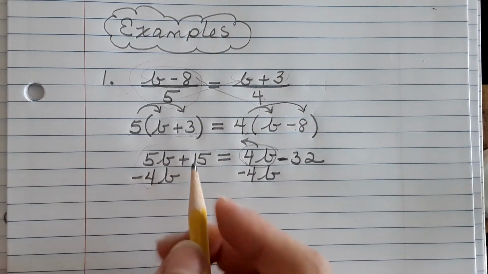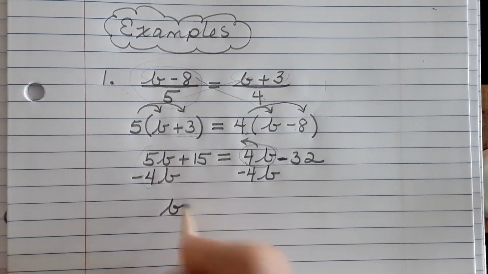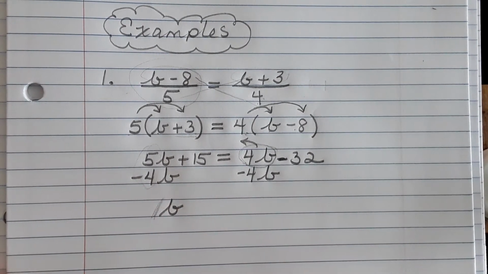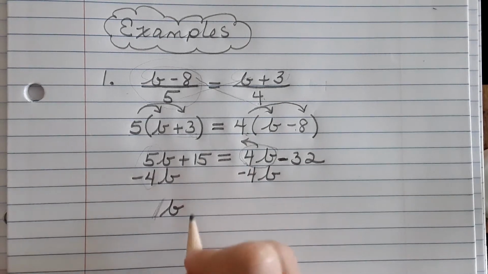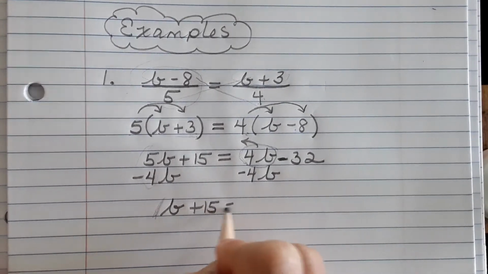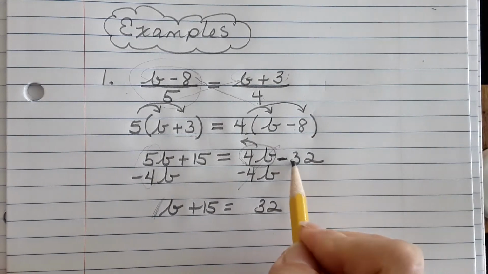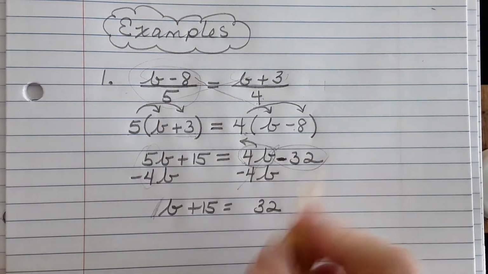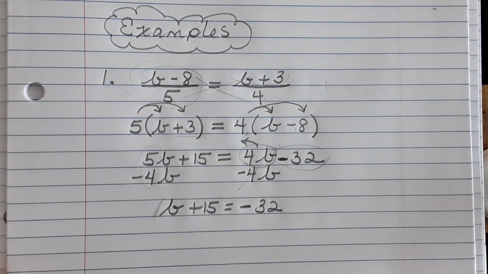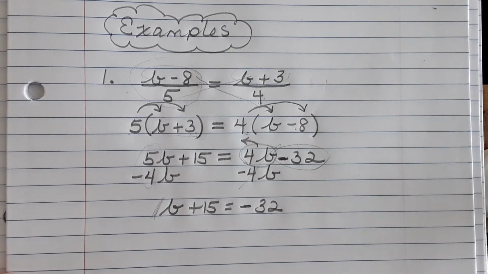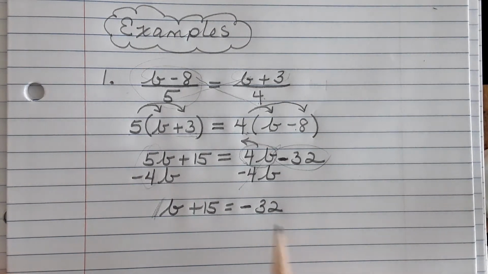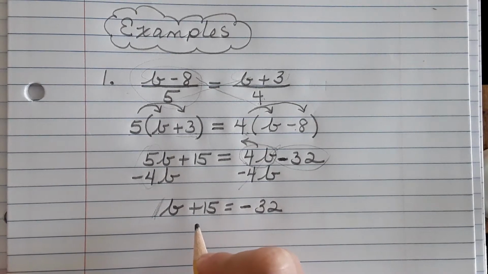Subtracting our coefficients, 5 minus 4 is 1 with your b. You can put the 1 there if you like. The 15 is still there. 4b's are gone. Don't bring down a 32. Look at your sign in front of that. That's a -32. Make sure the sign goes with it. Now here you're going to subtract 15.